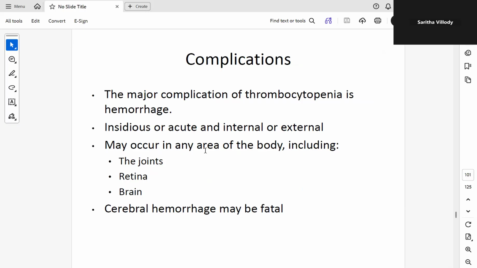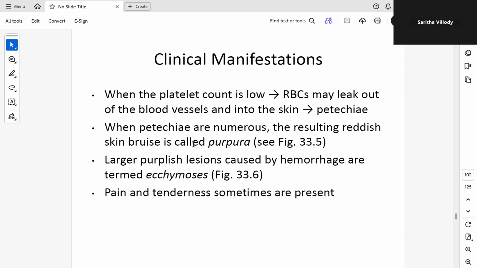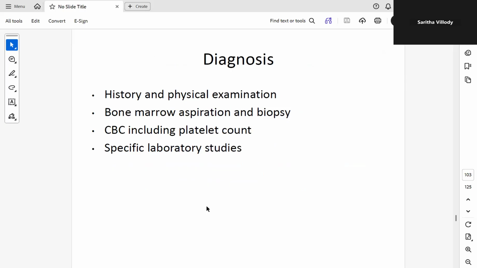It can cause bleeding anywhere: into the joint, retina, brain, cerebral hemorrhage, etc. As we know, when the platelet count is low, it causes the RBCs to leak out of the blood vessels into the skin. That is what causes little patchy red spots on the skin called petechiae. When numerous petechiae connect together, it becomes a purplish-reddish bruise called purpura. Then when there is hemorrhage under the skin, we call it ecchymosis. Those are the different terminologies we use.